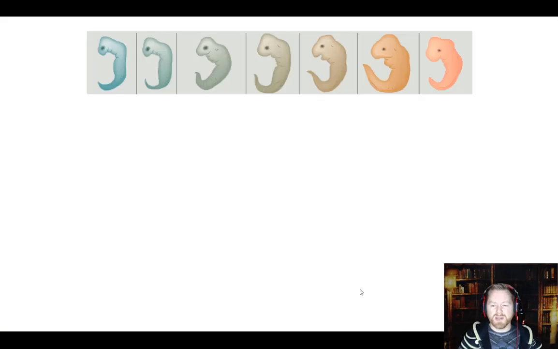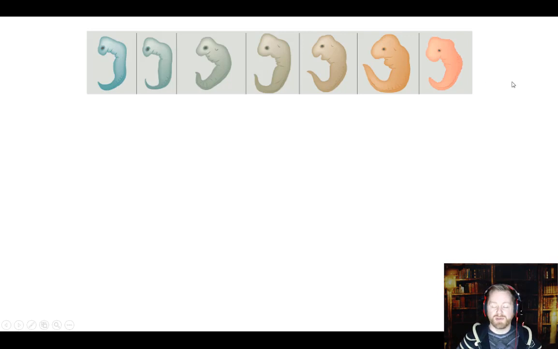So the next line of evidence is embryology. So if you look at all of these embryos, which one is the human? All of them are vertebrates, but which one's the human? So let's point out a couple of things. These are gill slits, right? This is a tail. Everything up here has gill slits and a tail.